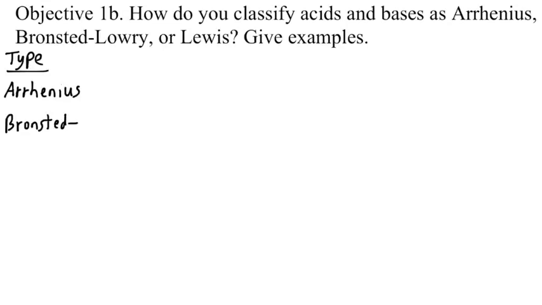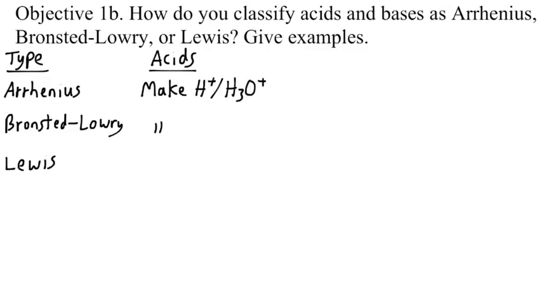Next, we're going to look at the different types of acids and bases, so classifying them. So we have Arrhenius, Bronsted-Lowry, and Lewis. The Arrhenius definition is the oldest one that you're probably most familiar with. I remember it as A comes before B. So Arrhenius acids make H+, which then turns into hydronium. Bronsted-Lowry, same deal, make H+, which turns into hydronium.